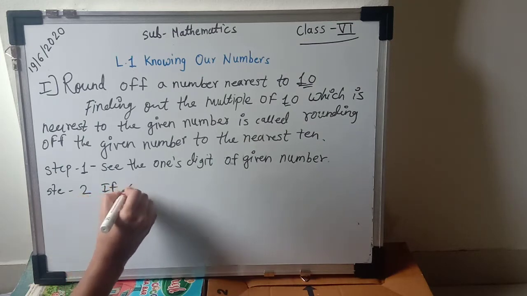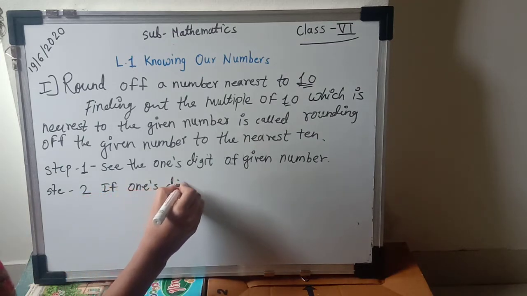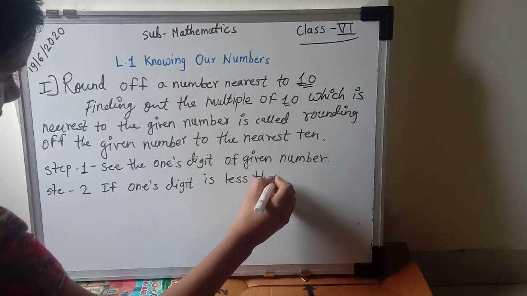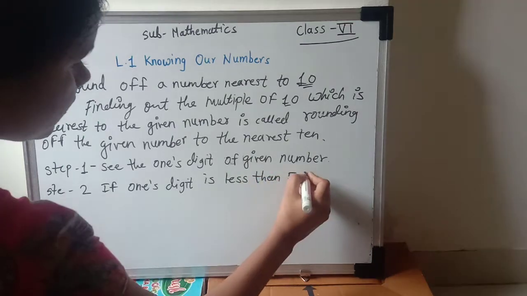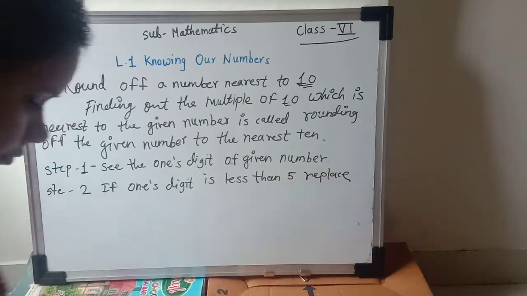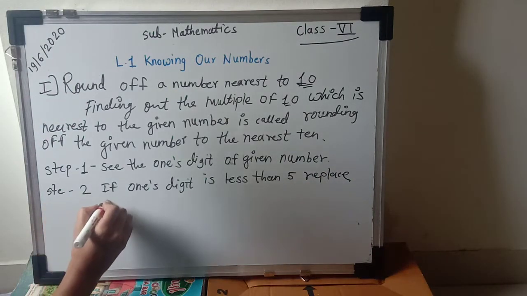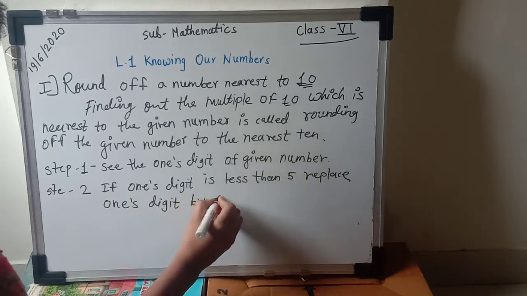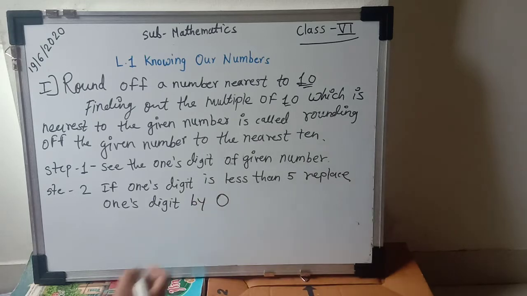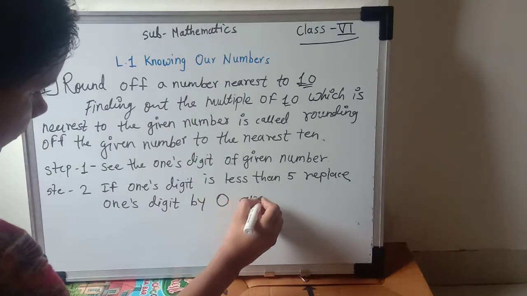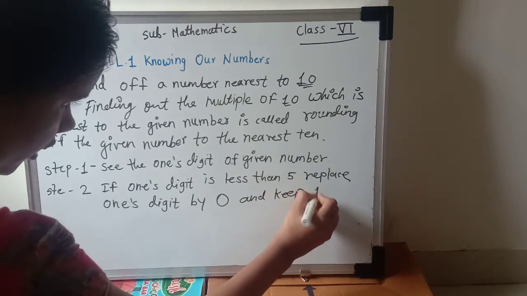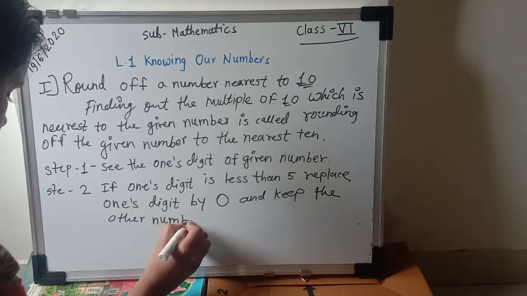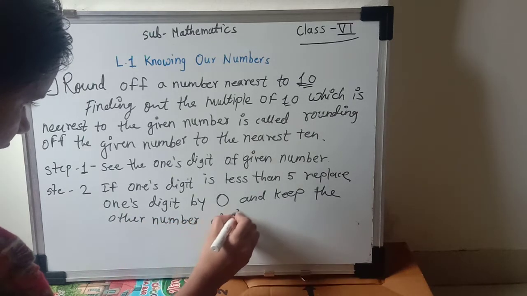if the ones digit is less than 5, replace the ones digit by 0 and keep the other numbers as they are.